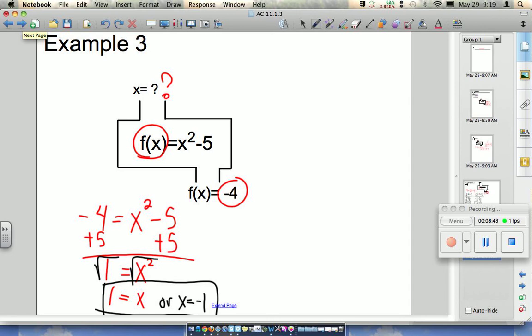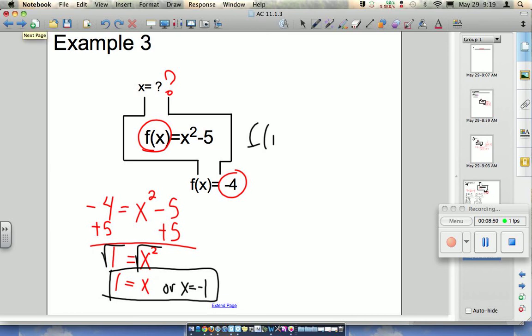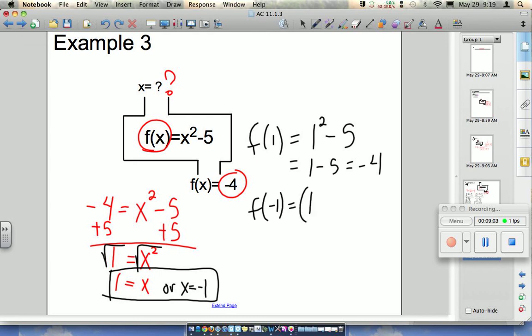And remember, we can check our answers by plugging in 1 and seeing if we get negative 4, which we do. But we can also plug in negative 1 and see if we get negative 4. And once again, we will see we get negative 4. So I'm checking my two solutions by plugging them in to the function and making sure they give me an output of negative 4 like they're supposed to. So these are some examples to help you get through your assignment.